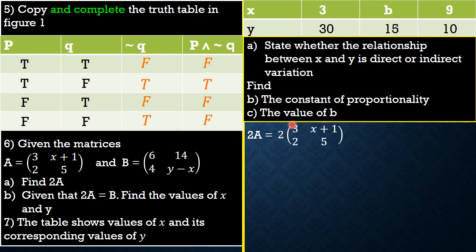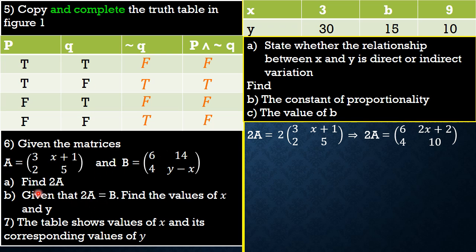So by that, we are definitely going to have 2 times 3, which is going to give us 6, 2 times 2, which is 4, then 2 times x plus 1, which is going to give us 2x plus 2, then 2 times 5, which gives us 10. Great. So this is the value of 2A.